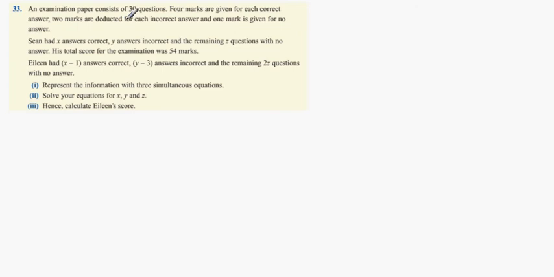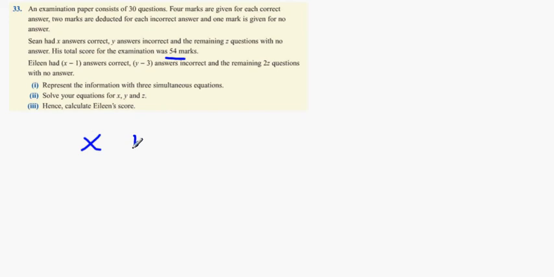Examination paper consists of 30 questions. 4 marks are given for each correct answer. 2 marks are deducted for each incorrect answer, and 1 mark is given for no answer. Sean had X answers correct, Y answers incorrect, and Z questions with no answer. His total score for the examination was 54.